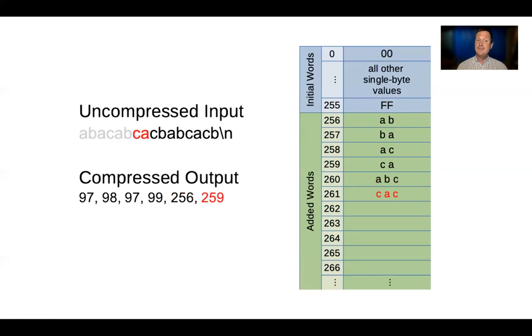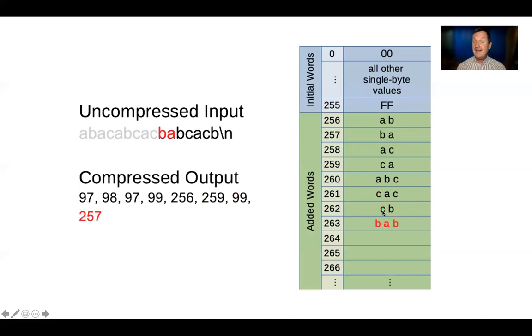Continuing, next, CA is the longest word that's already in our dictionary. So we write out the code 259 for CA, and we add that word plus the next character, CAC, to our dictionary. Continuing, C is in our dictionary, but CB isn't. So we write out the code for C and add CB to our dictionary. That's this red line here.